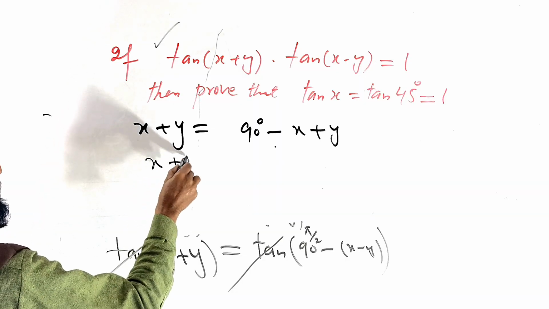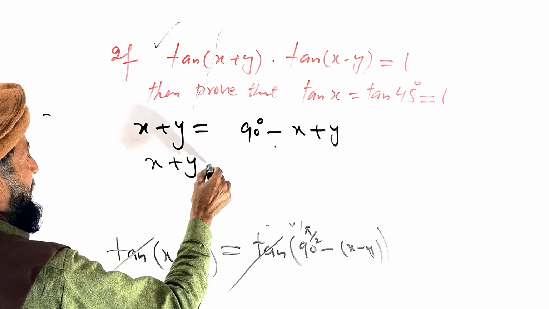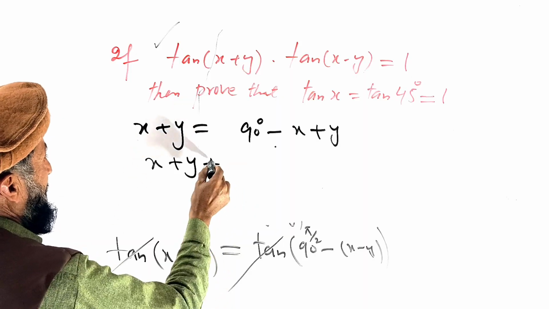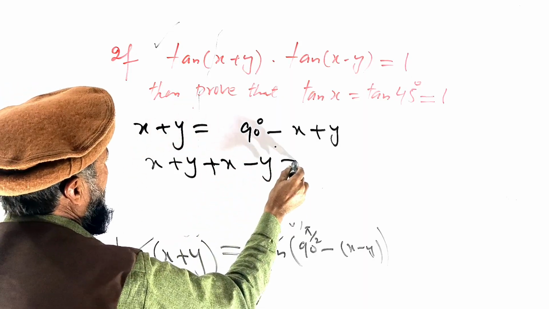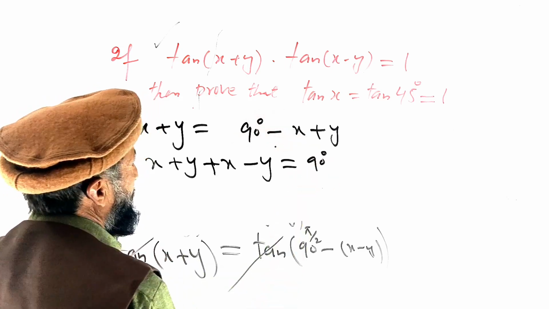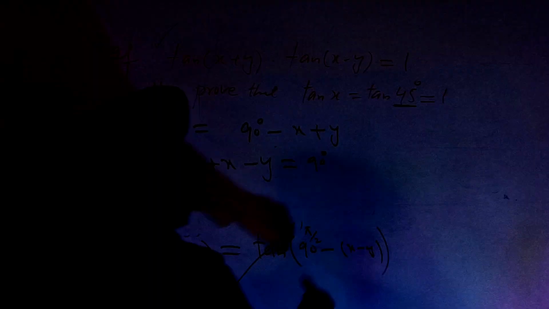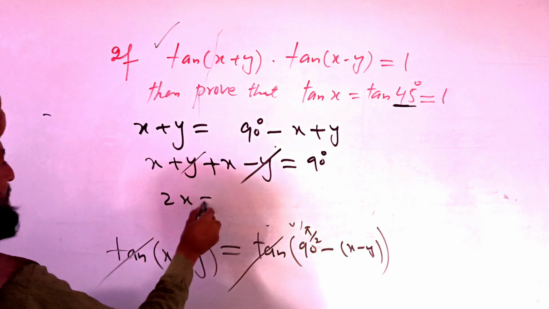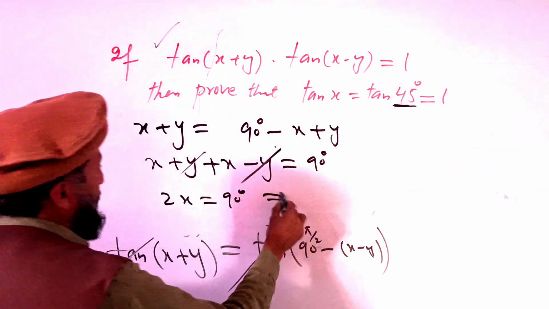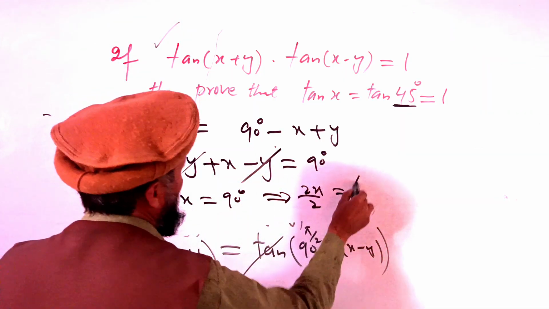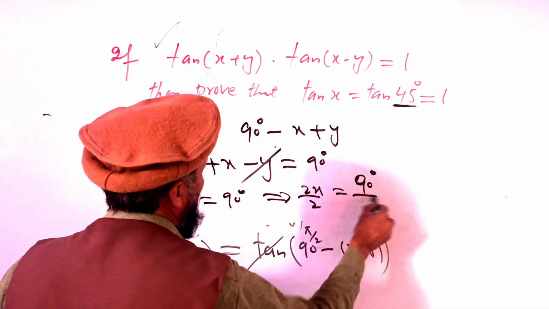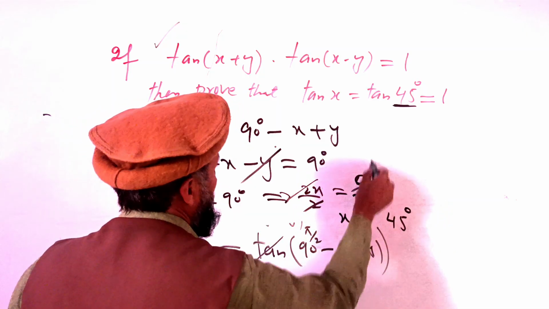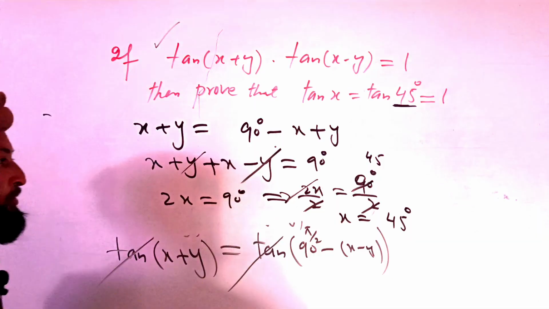Now x plus y is equal to 90 degrees minus x plus y, and we change minus to plus, so x minus y is equal to 90 degrees, because we are finding this angle 45 degrees as x. So y cancels, 2x is equal to 90 degrees. Dividing both sides by 2, we get 90 degrees divided by 2, and x is equal to 45 degrees. So we get the answer: x is equal to 45 degrees.